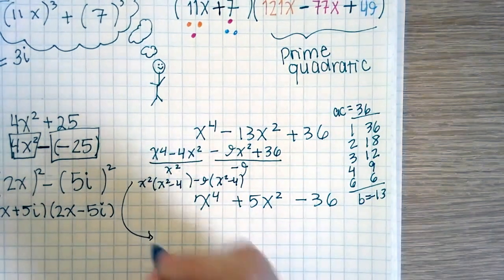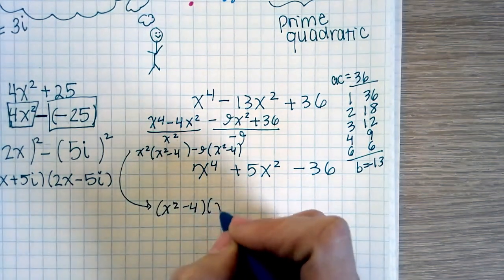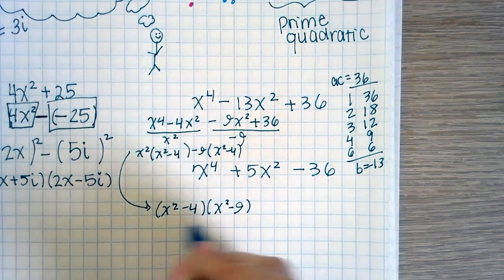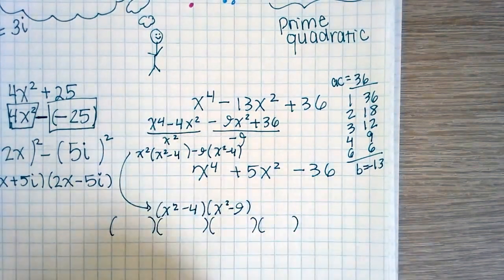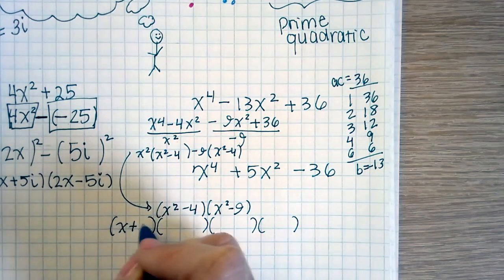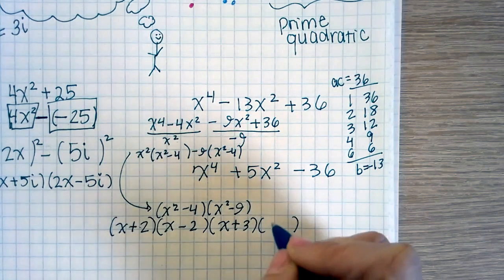Now, I'm just going to go over here. I should have given myself more room, but bring the x squared minus 4 out front. What's left? X squared minus 9. Are you done? No. I have two difference of two squares. This one becomes x minus 2 and x plus 2. Good. And this one is x plus 3 and x minus 3. Good.